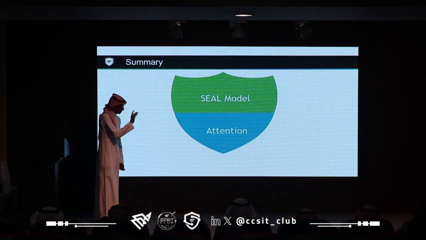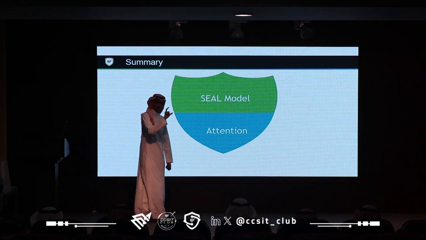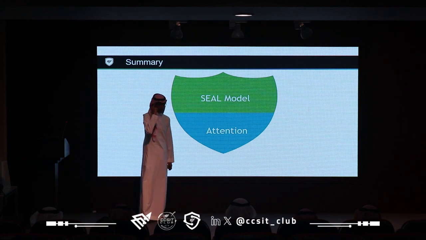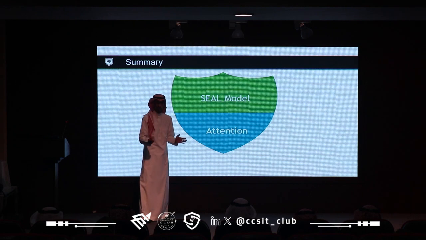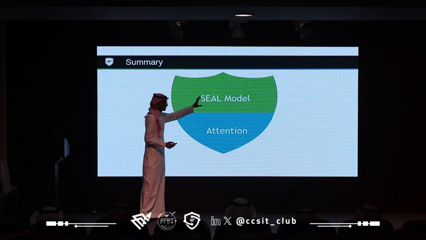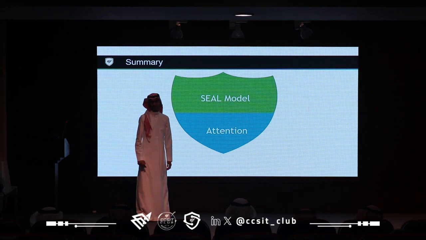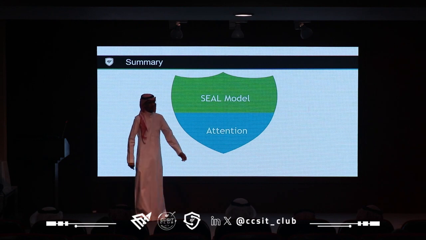So for phishing, the foundation, and this is the most important, is to always give your attention to the screen. Then apply the SEAL model. I don't want to take too much of your time, and thank you.